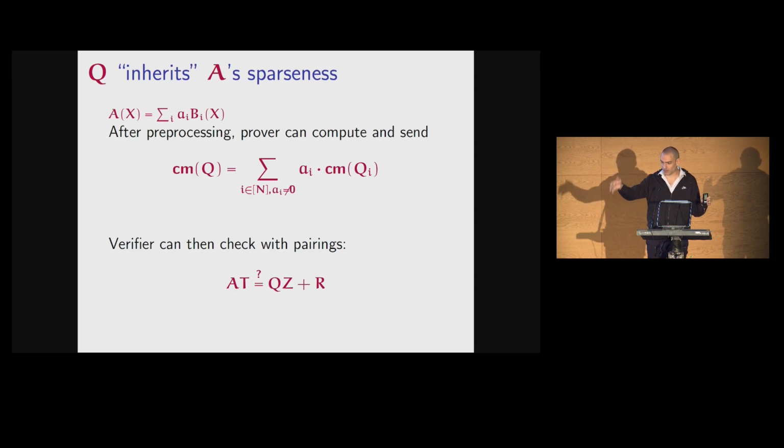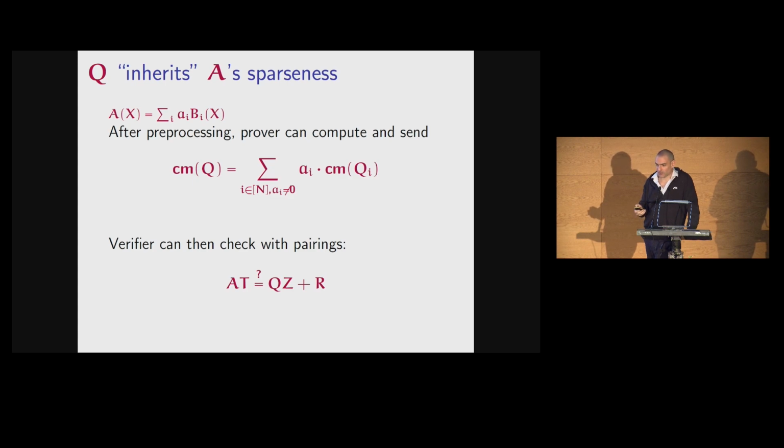So given only the commitments to A, T, Q, Z, and R, the verifier can check that this equation holds, which exactly implies what we wanted, that A times T is equal to R mod Z. So that's basically the cached quotient method in an abstract, general setting.